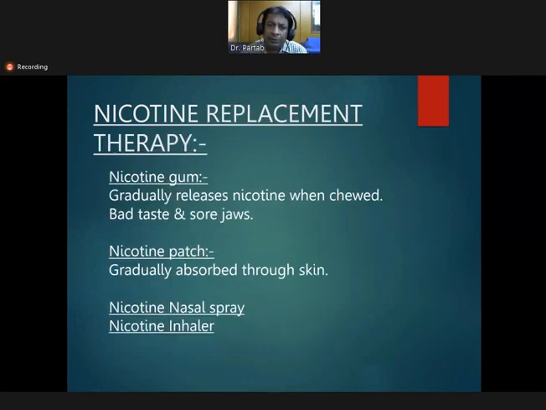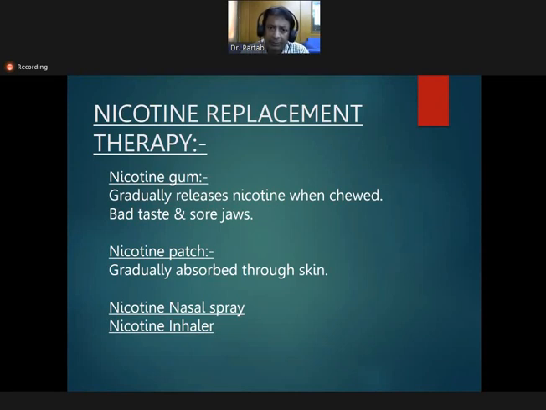Replacement therapy: you can give nicotine gum, nicotine patches, nicotine nasal spray, or a nicotine inhaler to treat addiction to cigarettes and betel leaf chewing. Nicotine patches are gradually absorbed through the skin and give some relief over a long period. Nicotine gum is chewed instead of cigarettes and betel leaves, gradually releasing the nicotine. It has a bad taste and causes sore jaws, but it can help leave the habit.